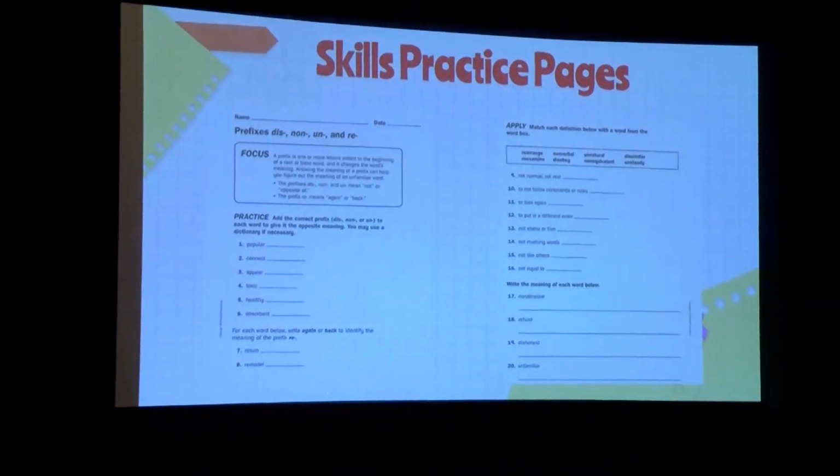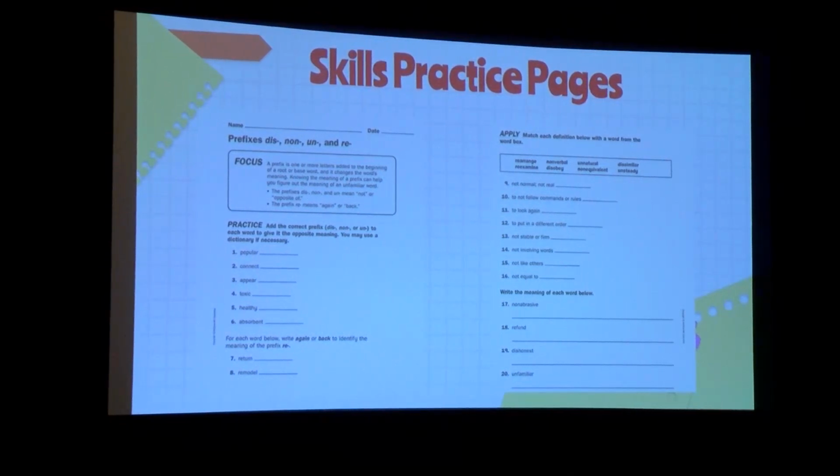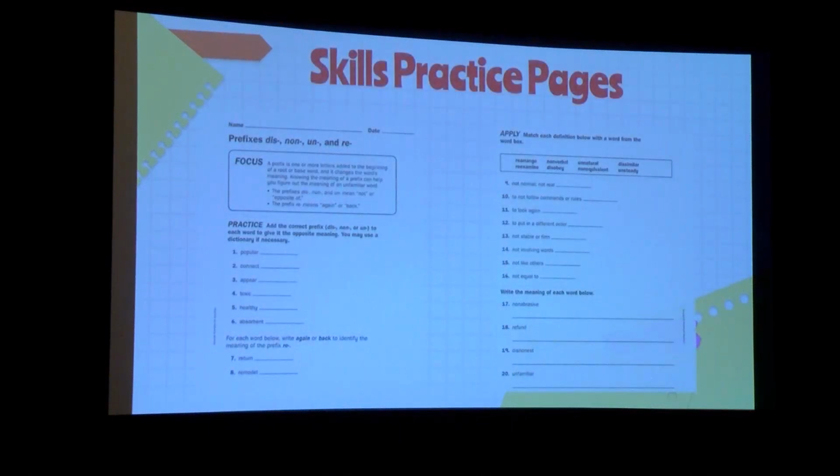So these are skills practice pages. And a lot of the times when we're going over this to start with, we will do these together. So it may be that one of the groups is that we're actually working on them. I'm very lucky at the school that I'm at that I do have a paraprofessional with me in the classroom. So there are times that they will help go through these worksheets and make sure that the students understand what they are doing.